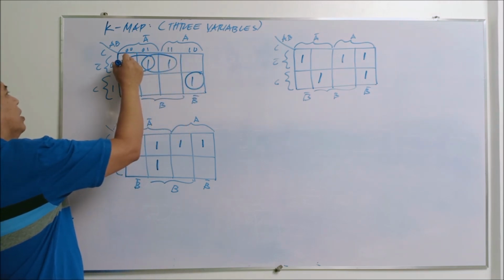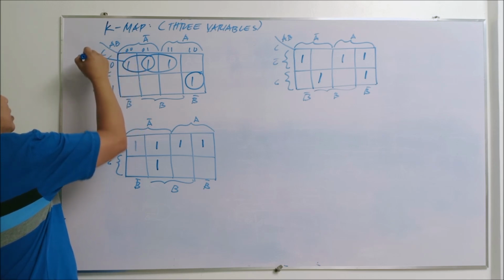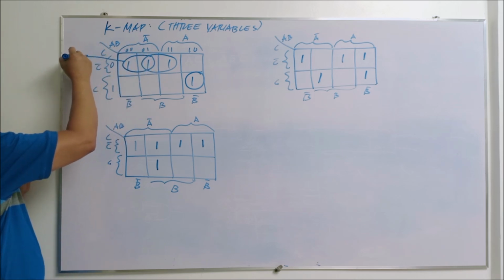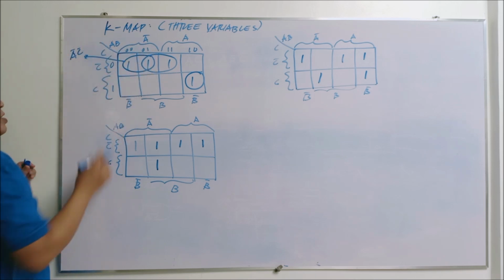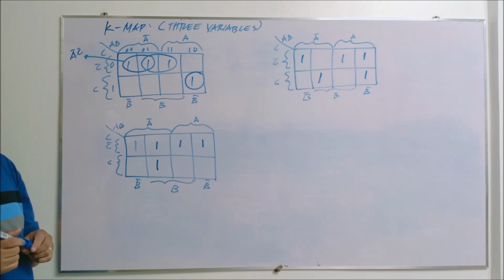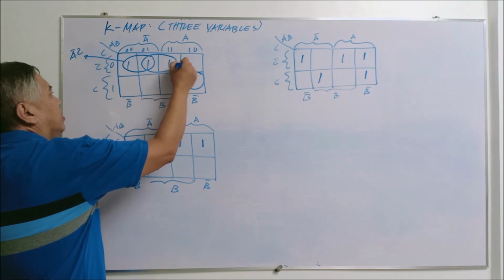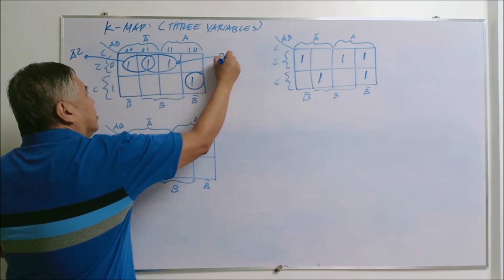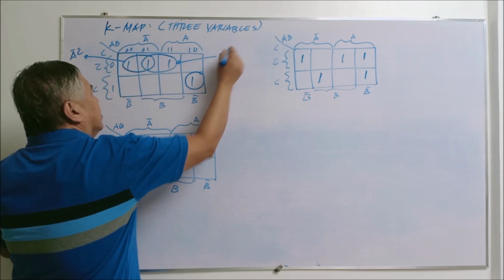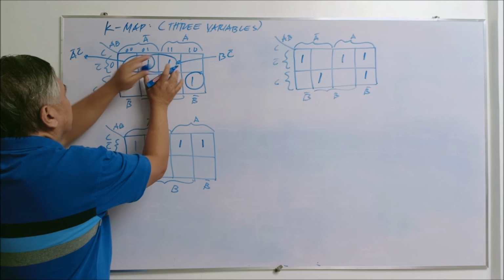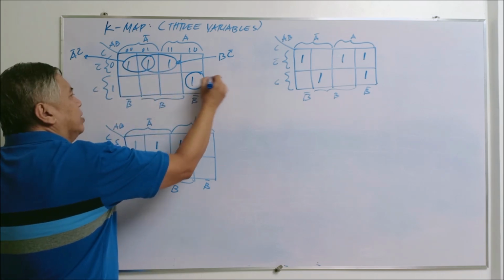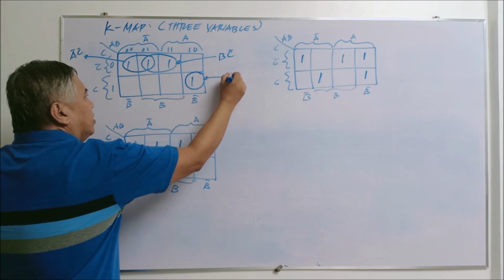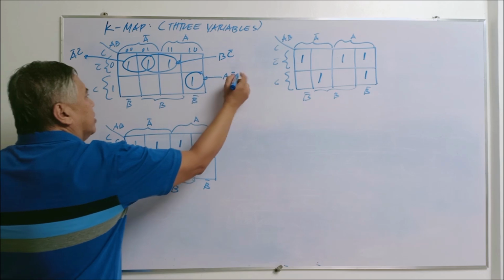So, for this particular group, this belongs to A bar, C bar. Okay? 2 adjacent cells combine to yield a 2 variable term. And this one here belongs to B, C bar. Intersection of B and C bar. And then this one here belongs to A, B bar, and C.